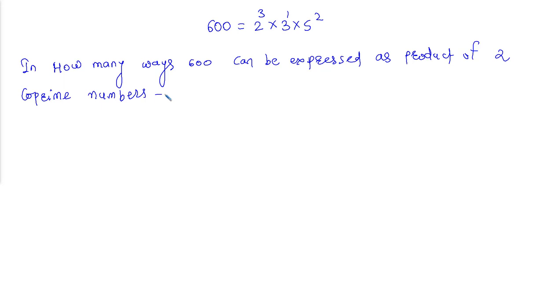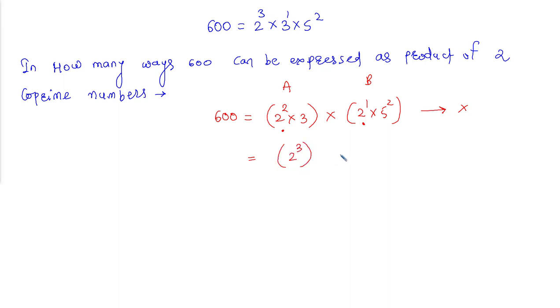So let's have a look at it. Over here, for example, can I write 600 as, let's say, 2 square into 3? This is the first number, into the second number, 2 to the power 1 into 5 to the power 2. So is this a co-prime pair or not? A and B, is this a co-prime pair? No, this is not a co-prime pair because 2 is a common factor between both. So which numbers are co-prime pairs? The first number is 2 cube and the second number is 3 to the power 1 into 5 square. Yes, this is a co-prime pair.